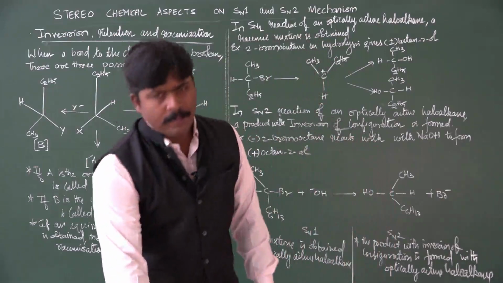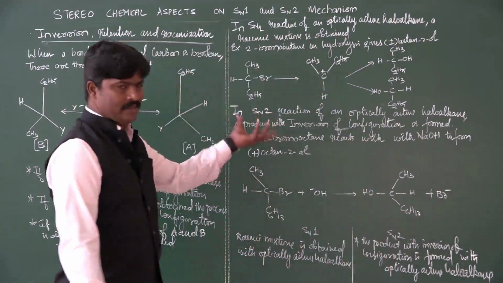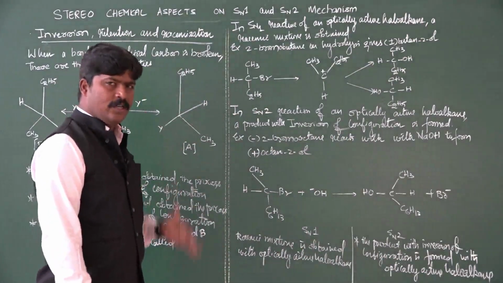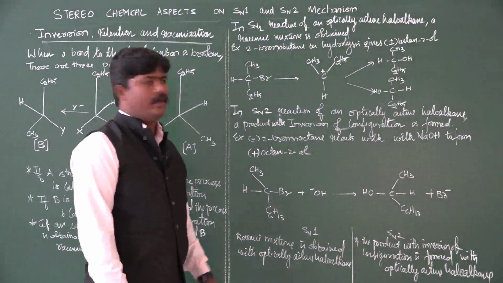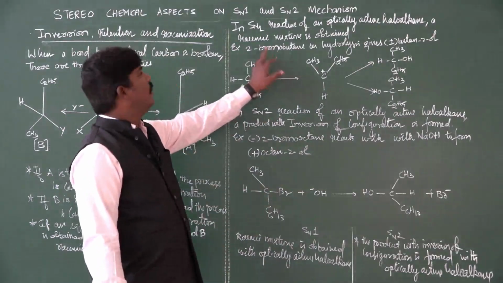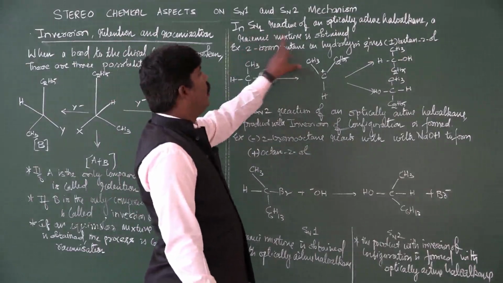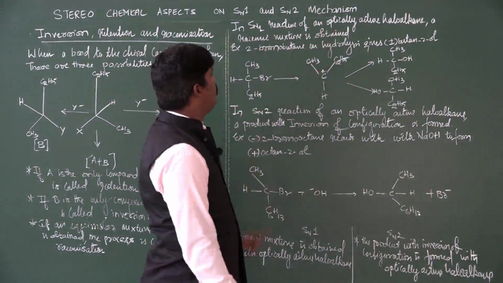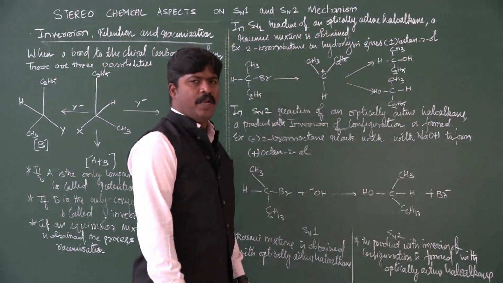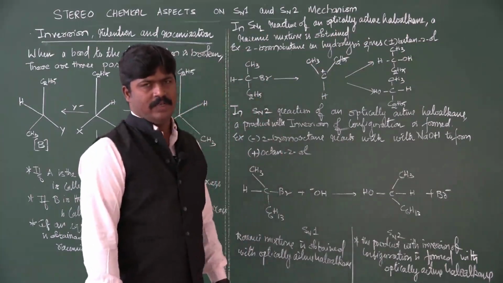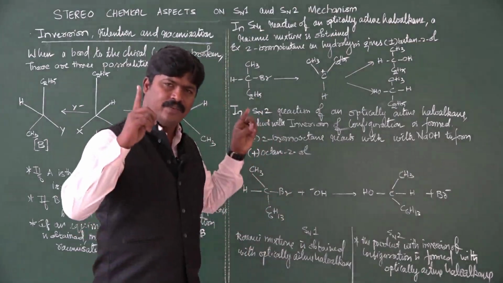Now coming to the application part, of course this is our climax at the end of this chapter, which I am trying to explain to you all after learning so many things of optical isomerism. Now I will come to the idea in the SN1 reaction. In the SN1 reaction of an optically active haloalkane, a racemic mixture is obtained. Let me go to the SN1 mechanism. It is a two-step mechanism. The first is the formation of a carbocation, the second one is the attack of the nucleophile.